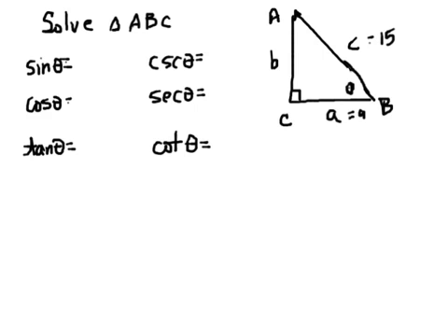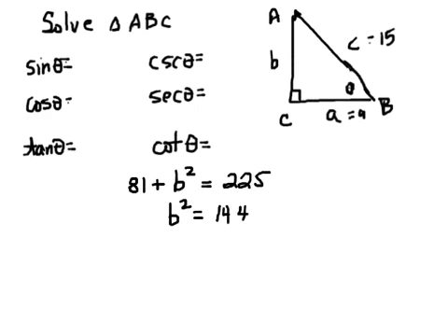So my a squared is 81, b squared we don't know, that's what we're looking for, and c squared is 225. So we're going to subtract 225 and 81, and that gives us 144. So that means that b is equal to 12.